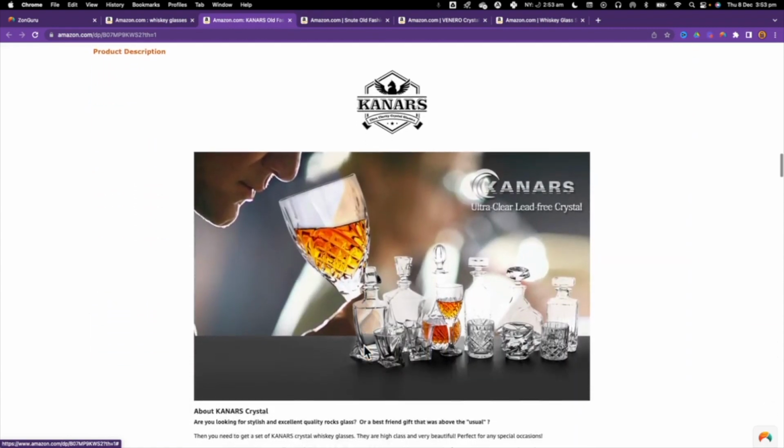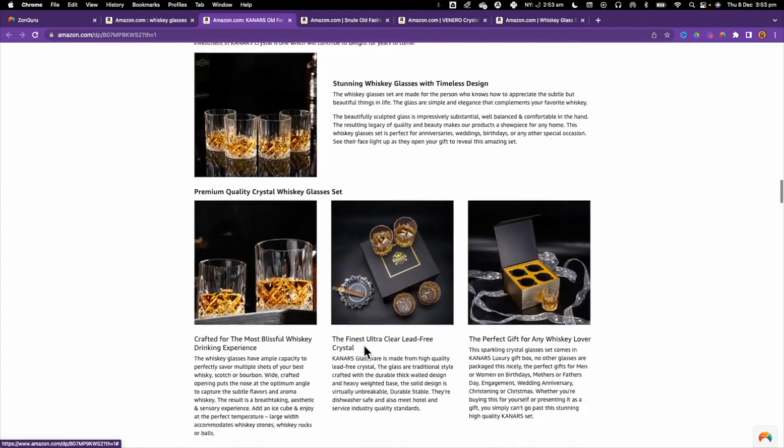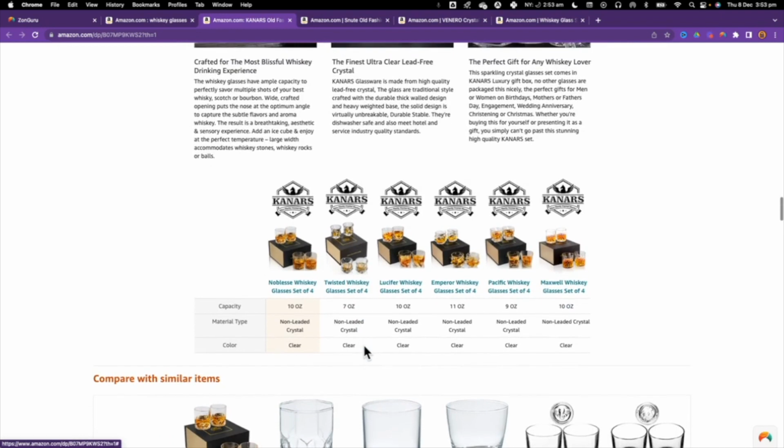But this listing has the comparison chart that I was talking about. So you can see here, they've got the different types of whiskey glasses in different sets, and they're showing them there and showing you the different details about them. So, and you can click on any of those and go to those styles. So they're different styles of the whiskey glasses. So that's a really good job.